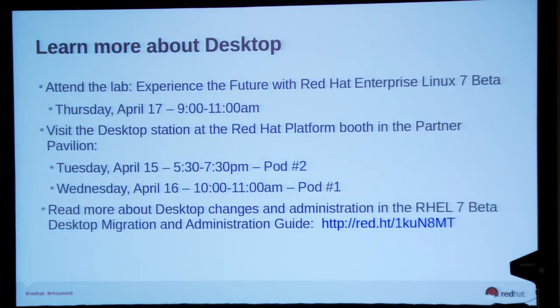Now, if you're interested in learning more about the desktop, you can attend a lab, which is happening Thursday morning, which allows you to actually play around with RHEL 7. I would encourage any of you who have not to check out the beta, which you can download through the customer portal, or even better, if you wait till next week, you'll be able to grab a copy of the release candidate and try it out. Or you can see my friends at the Fedora booth, who will provide you with a live USB key where you can run a new GNOME release. It's only slightly newer than what we have in RHEL 7, and you can play around with the features there.